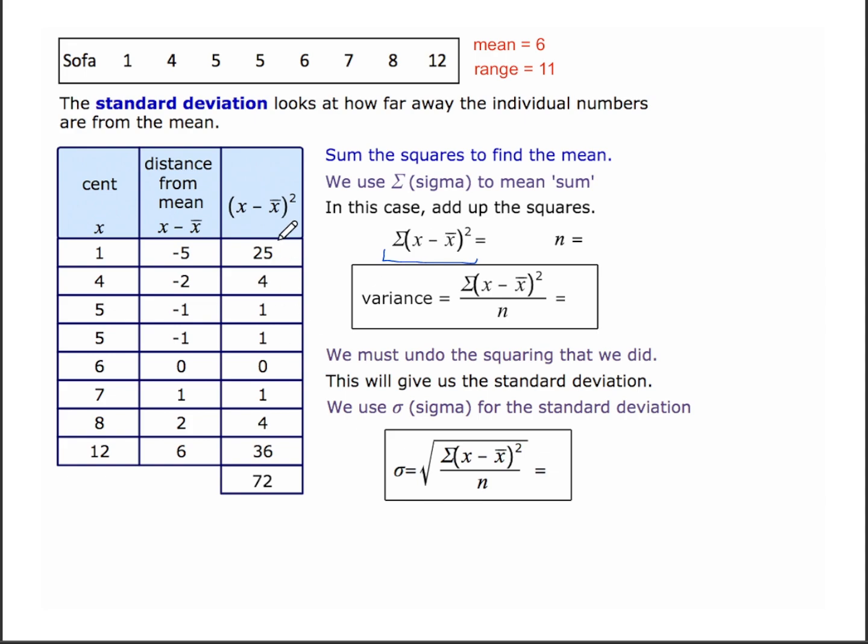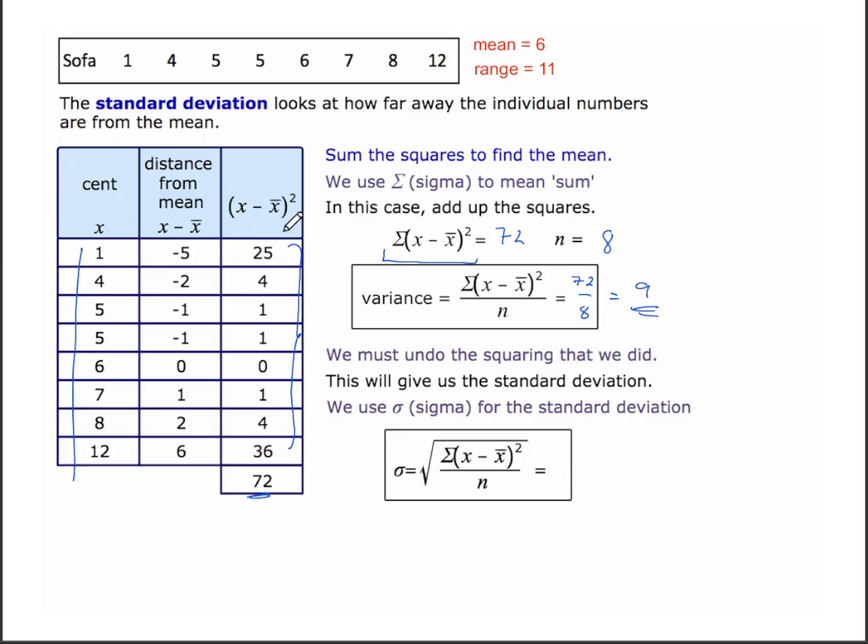So finding this, we add up all of these numbers, and what we get out of it is 72. How many total data points are there? We see that there are 8 data points. And so the variance ends up becoming 72 divided by 8, which is just 9. That, remember, is the variance. It's the average of the squared sum.